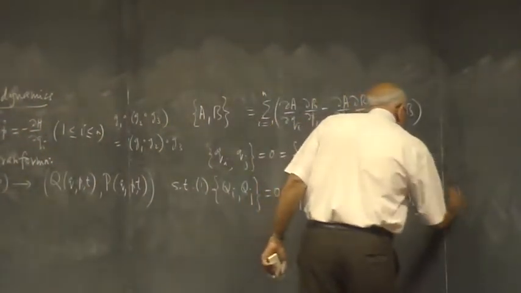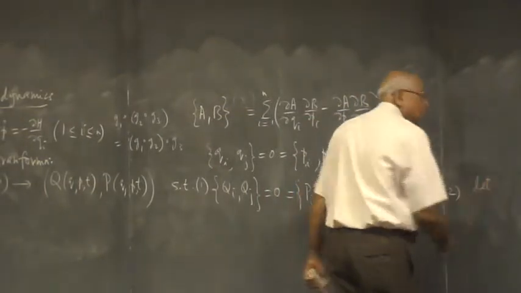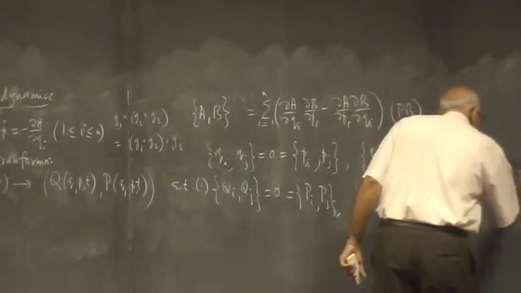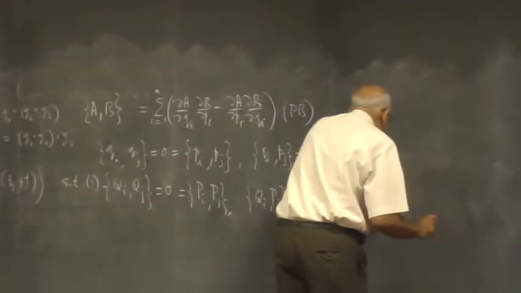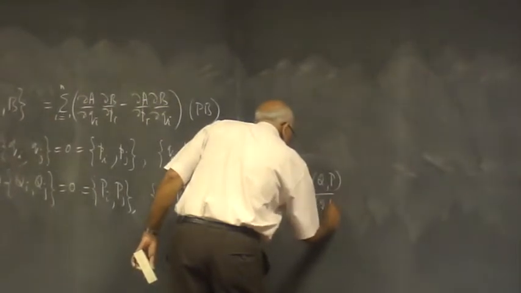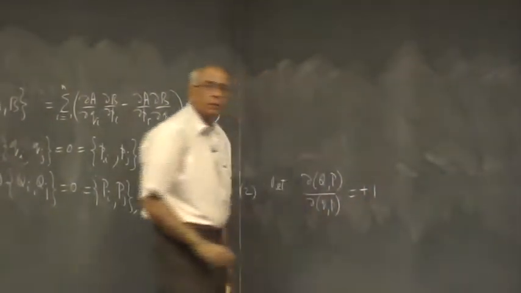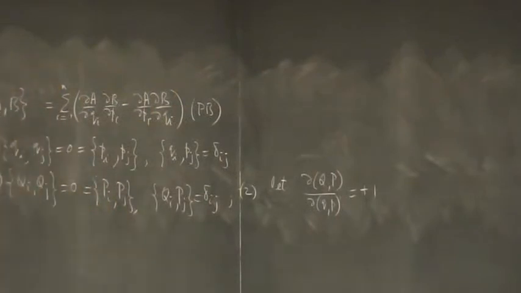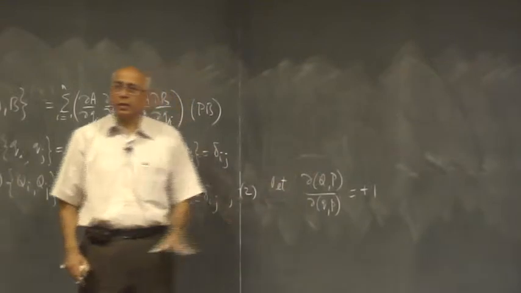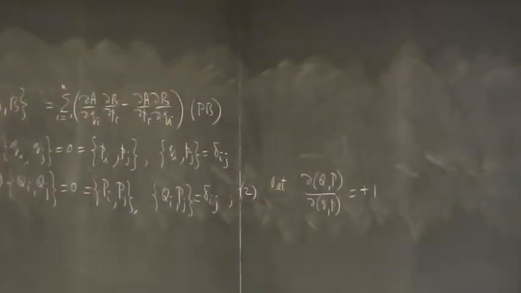Now, the other condition you need is that the determinant of this transformation, the determinant of this Jacobian matrix, delta(Q,P) over delta(q,p), should be plus 1. So you want it to preserve measure. Not only are volume elements preserved, but orientation is also preserved. There's no flipping or anything like that. If these two conditions are satisfied, I call it a canonical transformation.